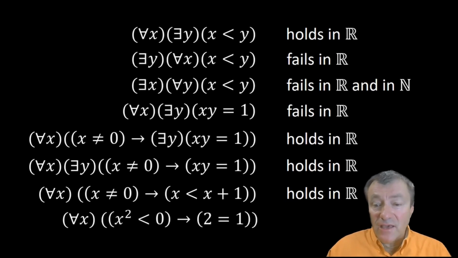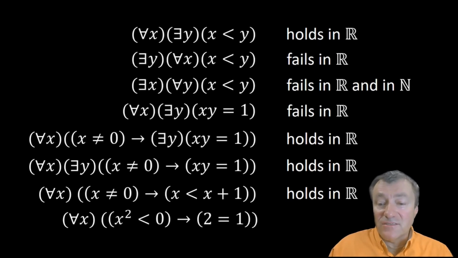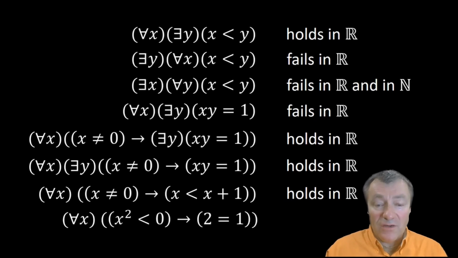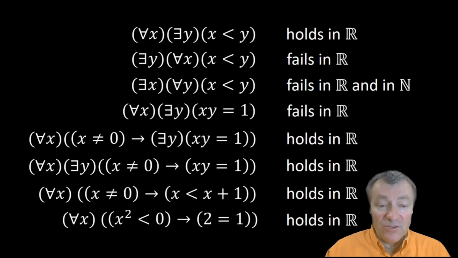Here is a way of saying that for every value of x, if x squared is less than 0, then 2 equals 1. And this is another example of what I just said. It has to hold in the reals. There's no way it could be false. The only way it could be false is if you had a counterexample in which x squared is less than 0 and 2 does not equal 1. Well, you cannot get an x for which x squared is less than 0 in the reals.